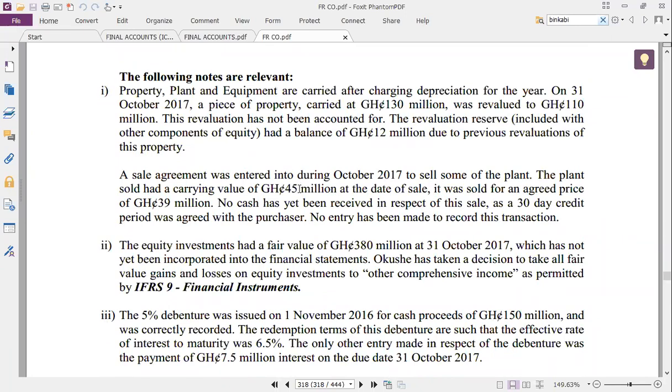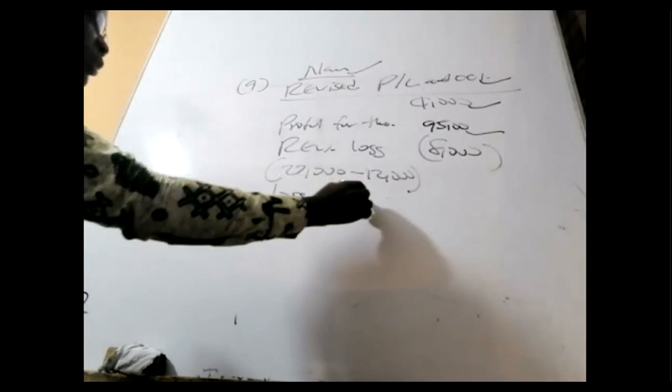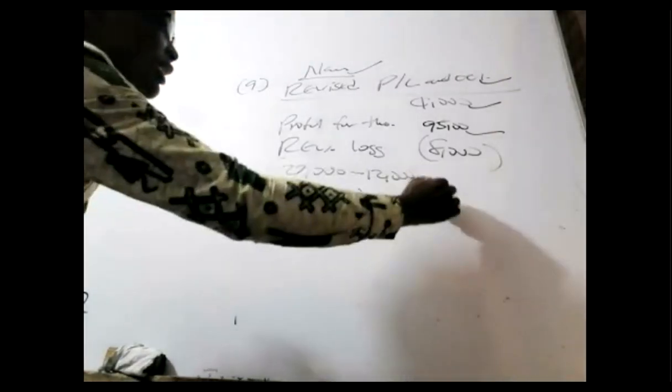Second, find the profit or loss on disposal. The asset carrying value is 45. You sold it for 39. So there's a loss of what? Loss of 6 million. Because there's a loss of 6 million, immediately report it. So come here, loss on disposal 6,000.